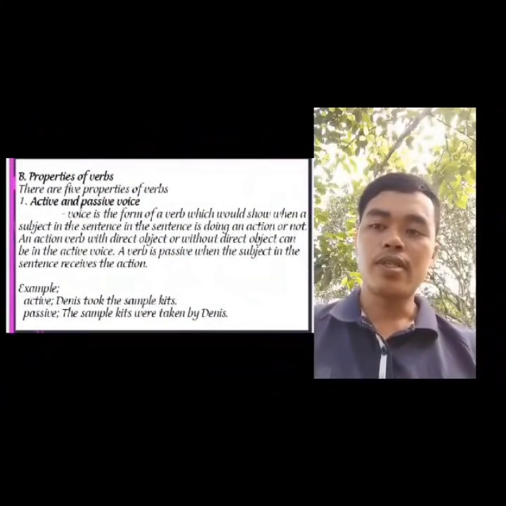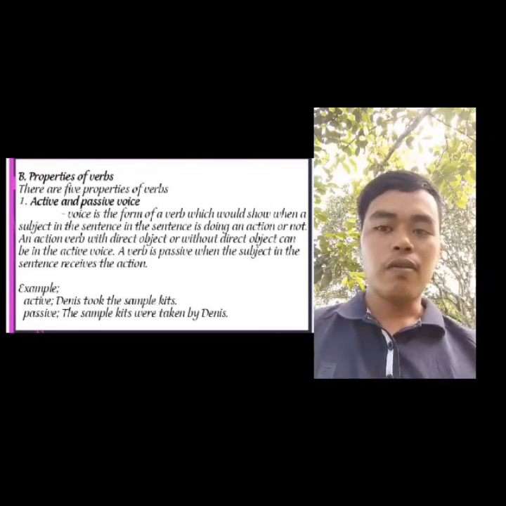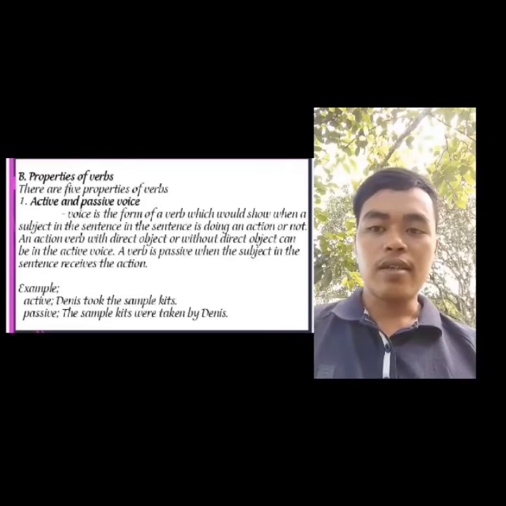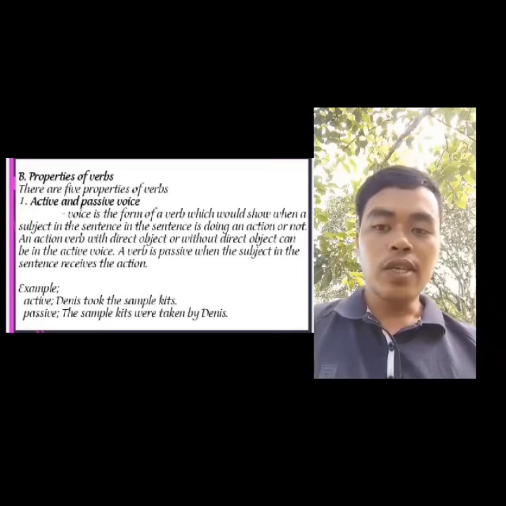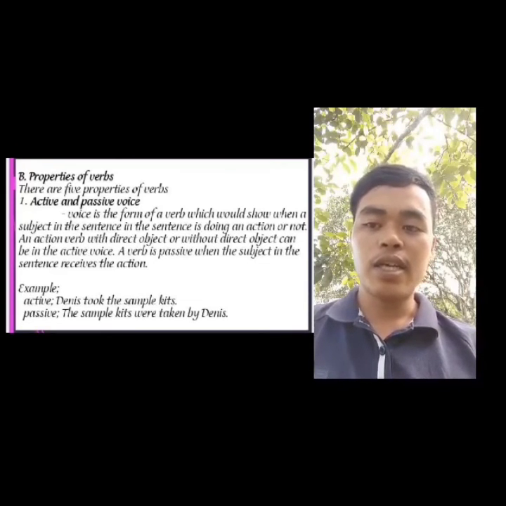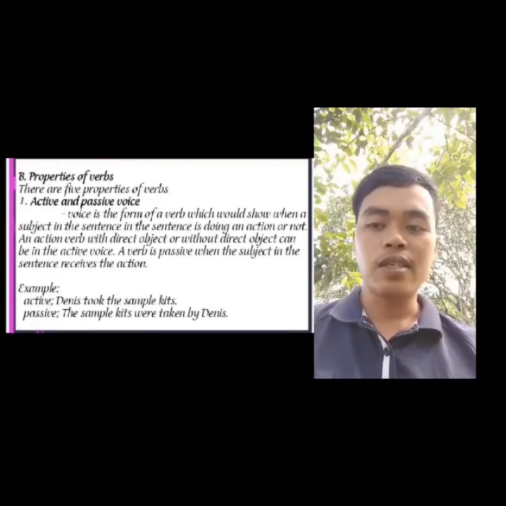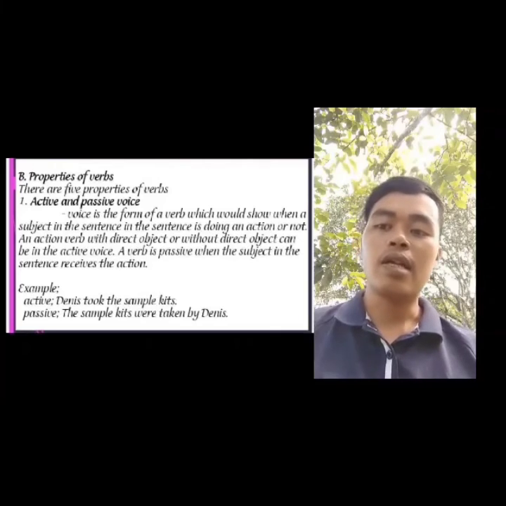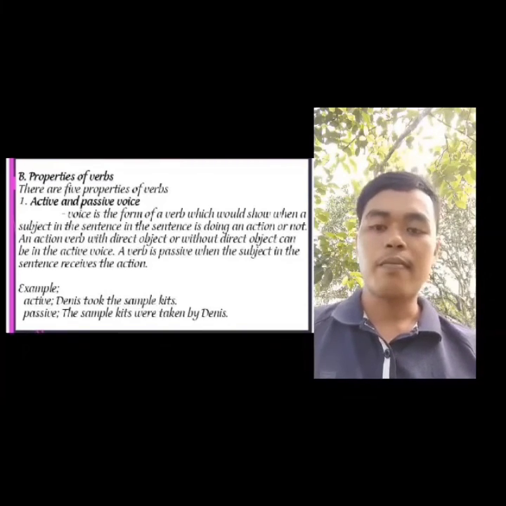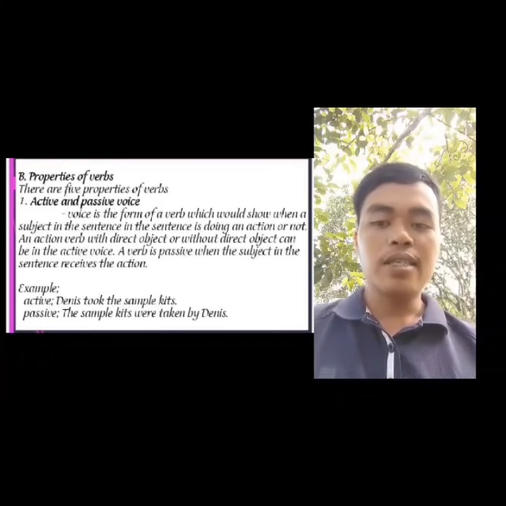Properties of verbs. There are 5 properties of verbs. Number 1. Active and passive voice. Voice is the form of a verb which shows whether a subject in the sentence is doing an action or not. An action verb with a direct object can be in the active voice. A verb is passive when the subject in the sentence receives the action. Example: active: Dennis took the sample kits. Passive: the sample kits were taken by Dennis.